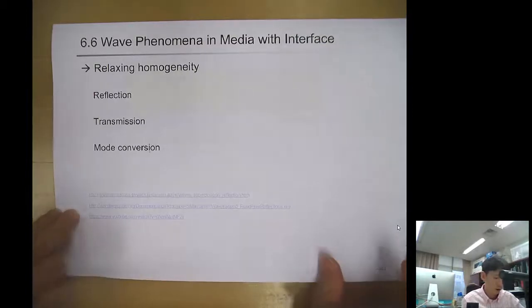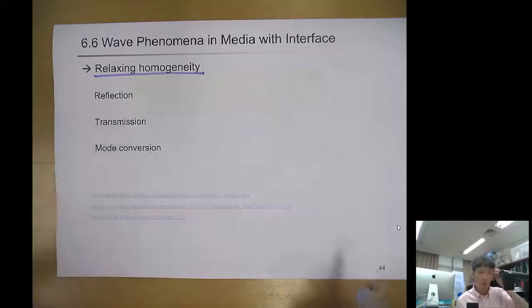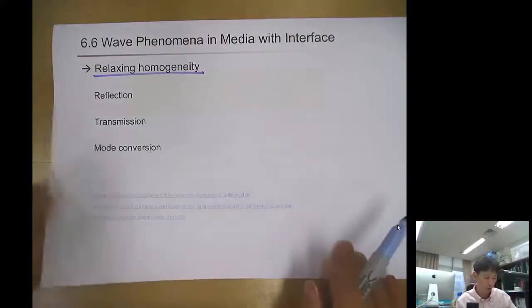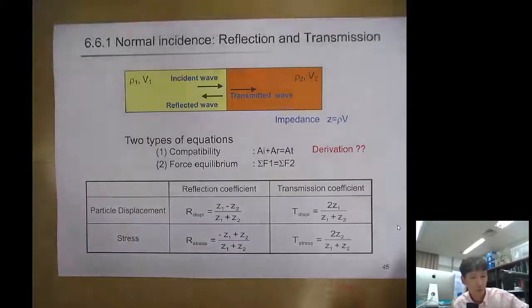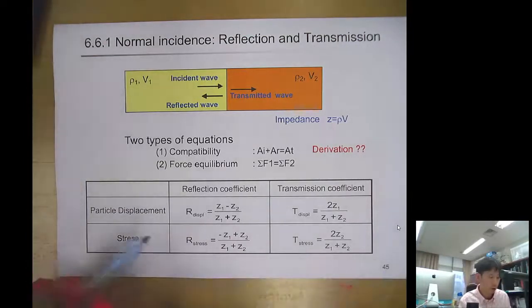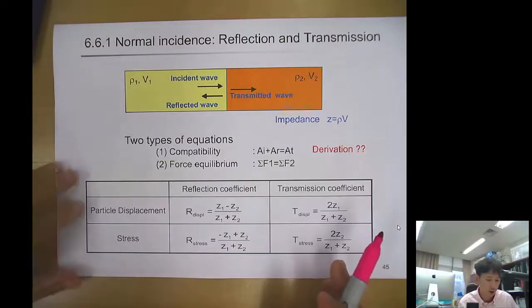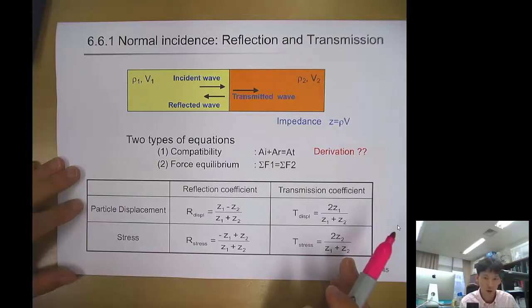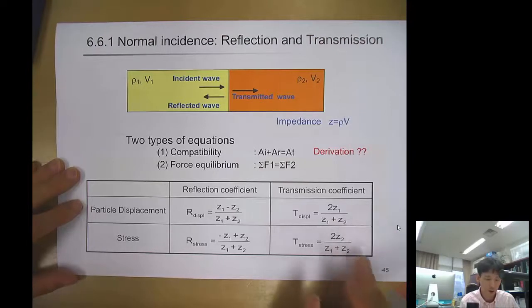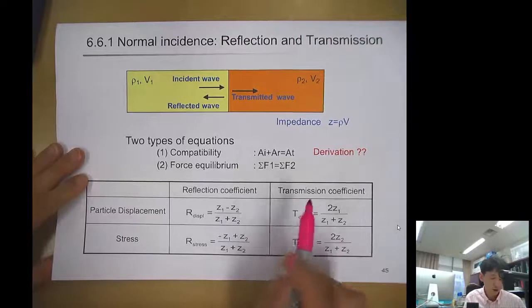And now we're gonna relax the homogeneity. So we'll talk about the effect of discontinuity, the reflection and transmission. We'll see some movie in the class, or you can Google the wave propagation at the boundary. Then it will show the effect of boundary condition, whether it's fixed or free end.